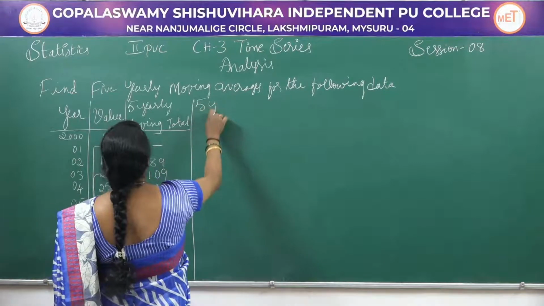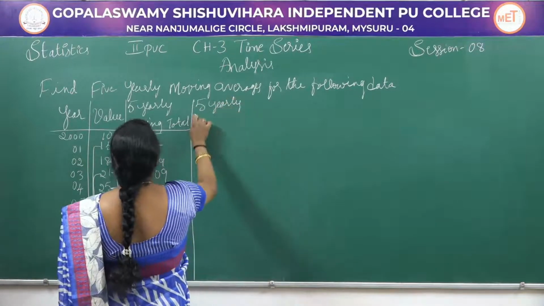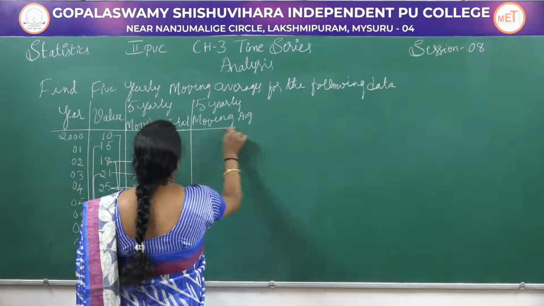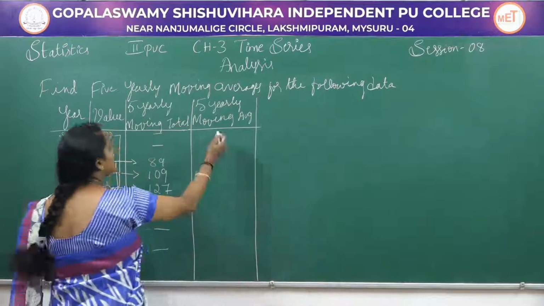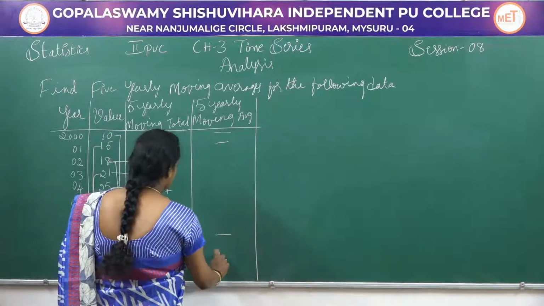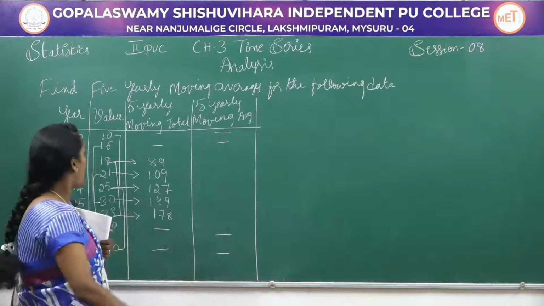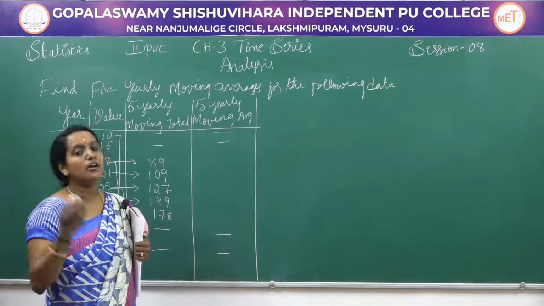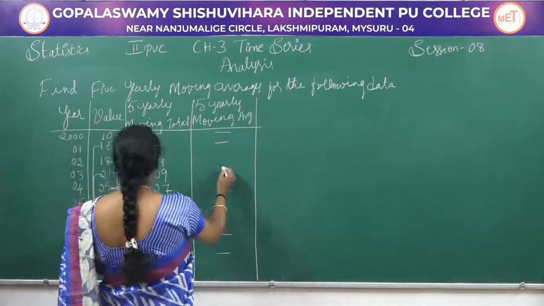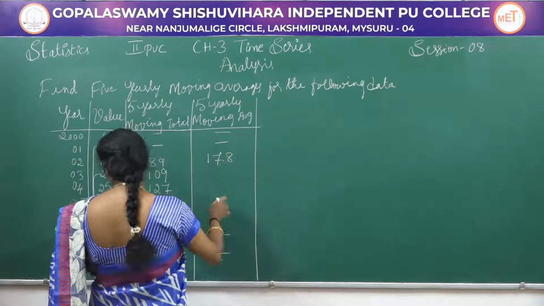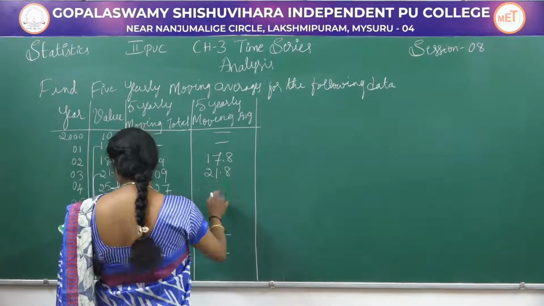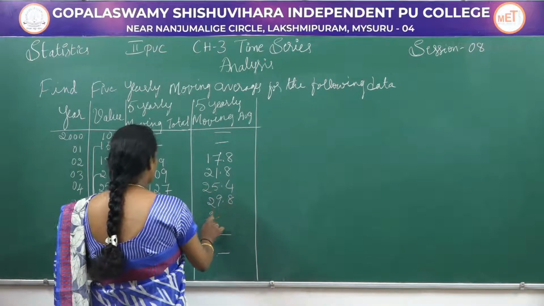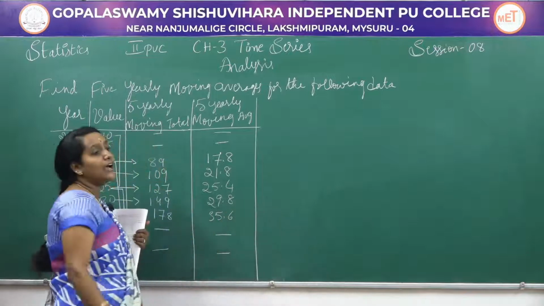Next is the 5-yearly moving average. Again your first 2 and last 2 will be blank. As usual, I divide this total by 5 because I have added 5 numbers. So I divide this by 5 and get this answer. So the values are like this. For this also we have to write the comment.